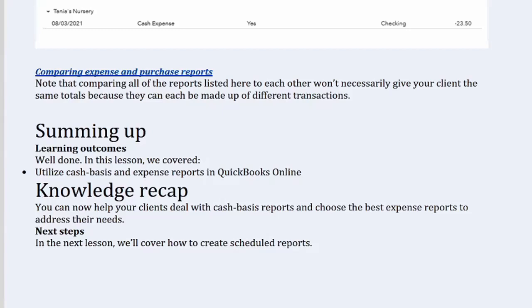Summing up. Learning outcomes. Well done. In this lesson, we covered: utilize cash basis and expense reports in QuickBooks Online. Knowledge recap. You can now help your clients deal with cash basis reports and choose the best expense reports to address their needs. Next steps. In the next lesson, we'll cover how to create scheduled reports.